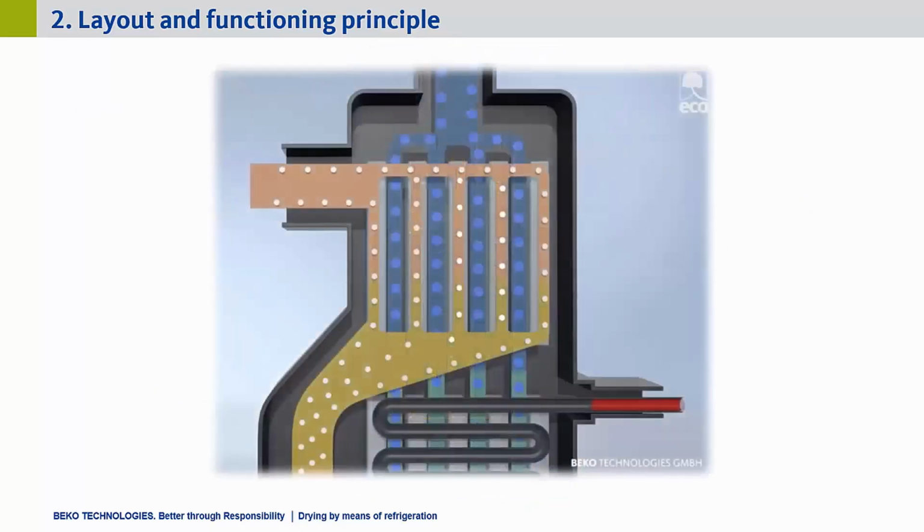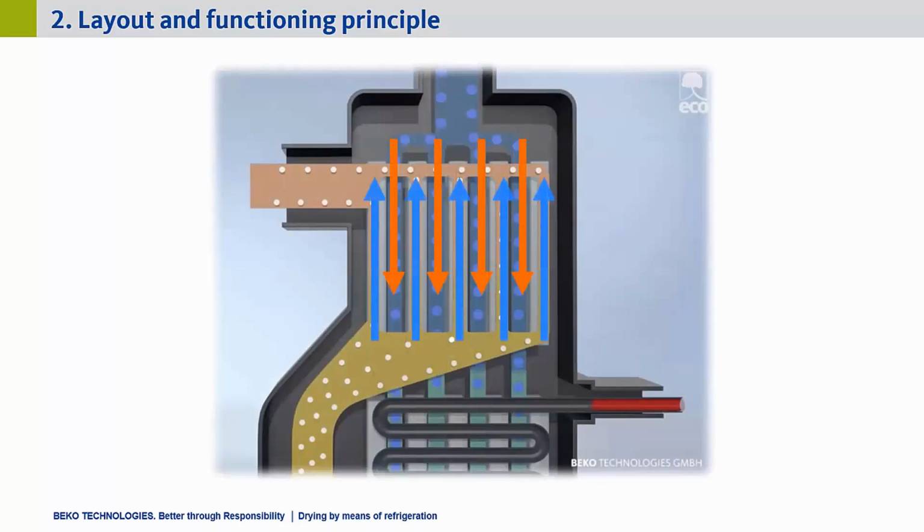So after the air enters the dryer, it is first pre-cooled in the air-to-air heat exchanger by the outgoing and countercurrently flowing cold, very cold compressed air that leaves the dryer. This increases the efficiency of the dryer and reduces energy consumption.